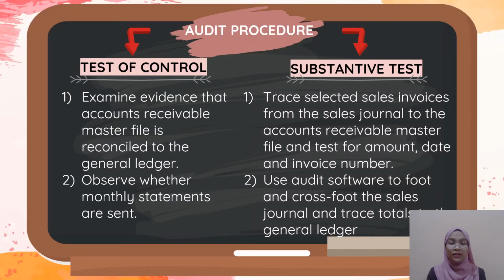To test the effectiveness of internal control, the auditor will examine evidence that the accounts receivable master file is reconciled to the general ledger and observe whether monthly statements are sent. In order to achieve the audit objective, the auditor will trace selected sales invoices from the sales journal to the accounts receivable master file and test for amount, date, and invoice number. And also use audit software to foot and cross-foot the sales journal and trace totals to the general ledger.